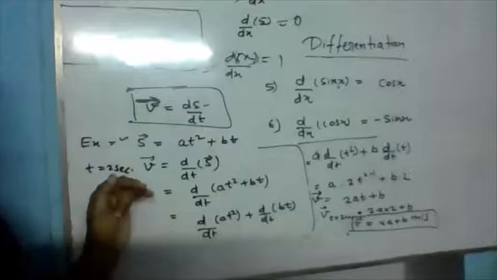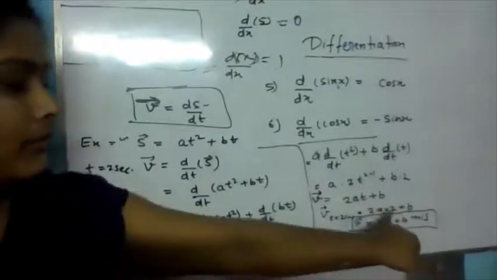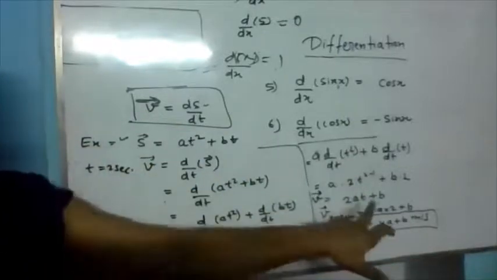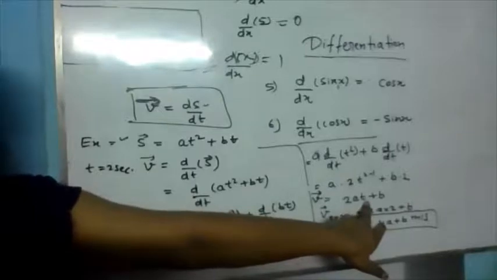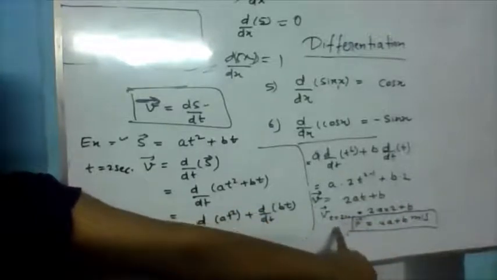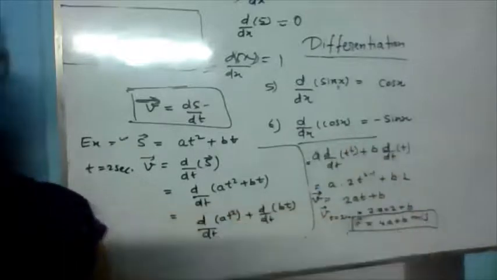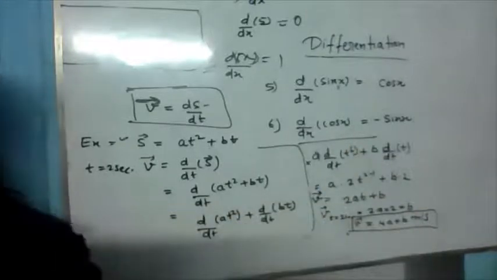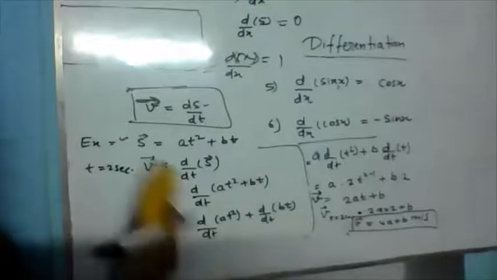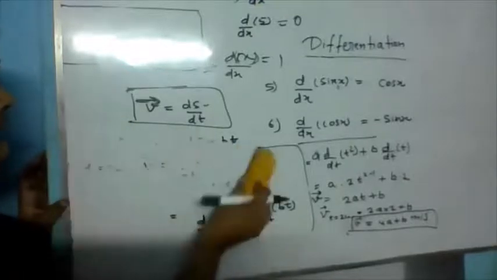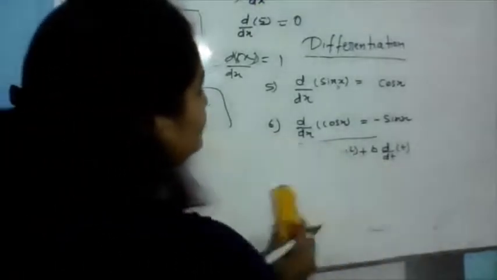And if the value of t is 5 seconds, then put here 5. Whatever the value of time, we just put here. Then we will get the velocity after 2 seconds or after 5 seconds or after 10 seconds. Okay. Let's try to do one more numerical.